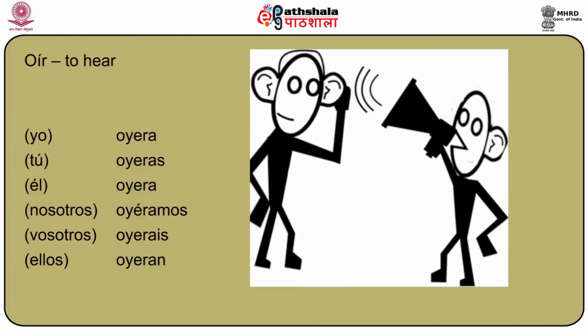The next verb is oír, which means to hear. The conjugation in the preterite, third person plural, is oyeron. And in the imperfect subjunctive, it is yo oyera, tú oyeras, él, ella, usted oyera, nosotros oyéramos, vosotros oyerais, ellos, ellas, ustedes oyeran.